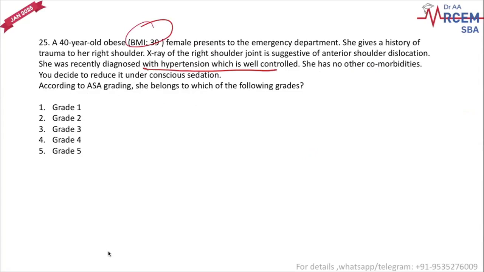You decide to reduce it under conscious sedation. What is the ASA grading? Hypertension is well controlled.